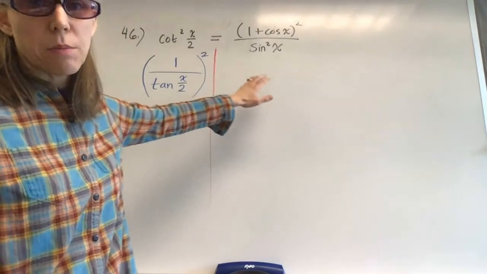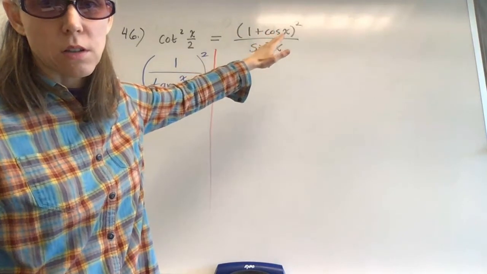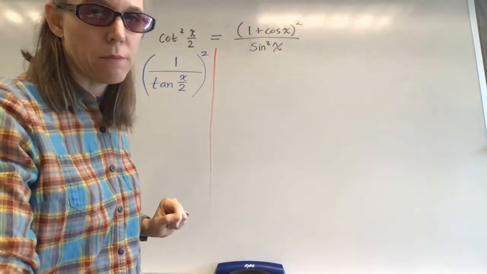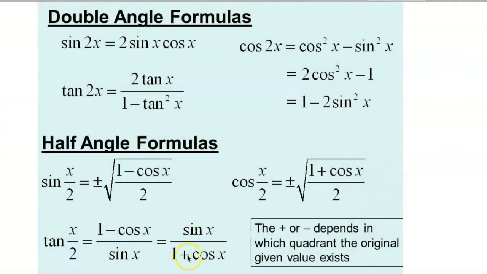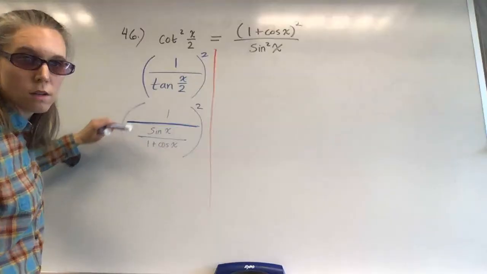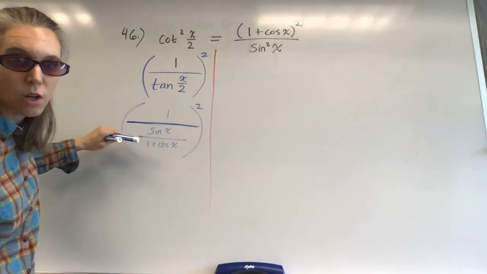We're trying to end up with a sine squared and a 1 plus cosine x quantity squared. So we have to ask which of these 2 formulas is going to look the most like that. This is 1 plus cosine x, this is 1 minus cosine x, so we want to choose the one with 1 plus cosine x. So we replace tangent of x over 2 with sine x over 1 plus cosine x.